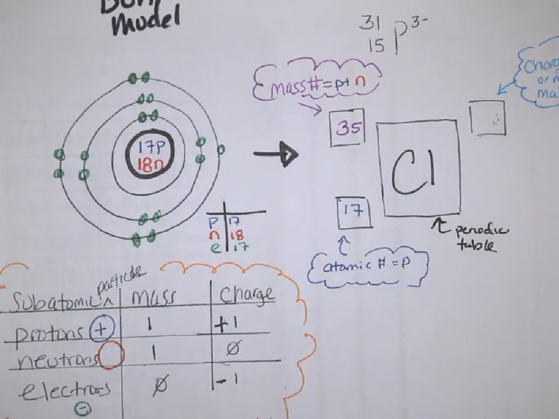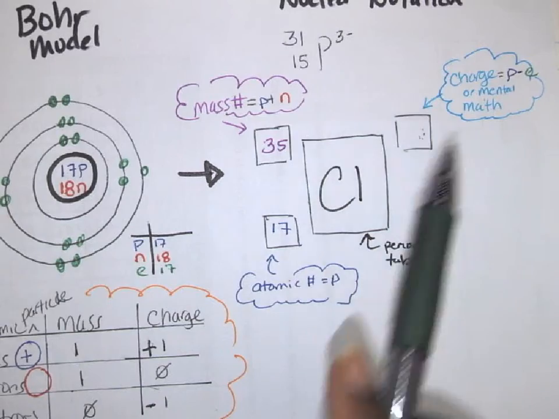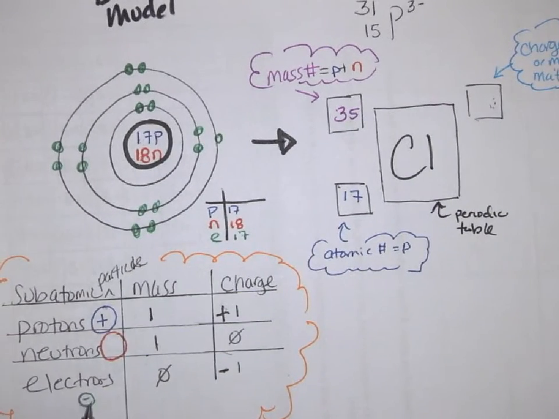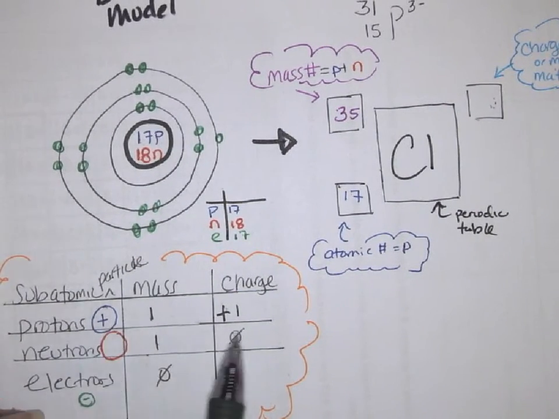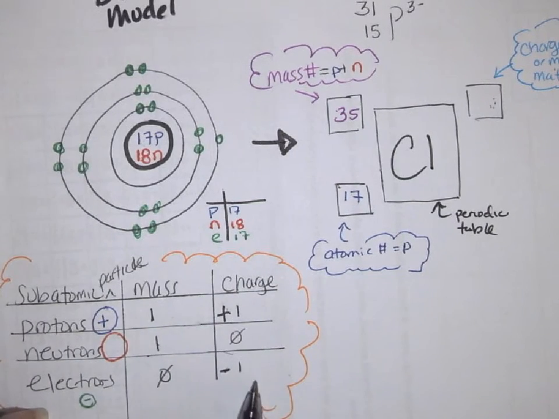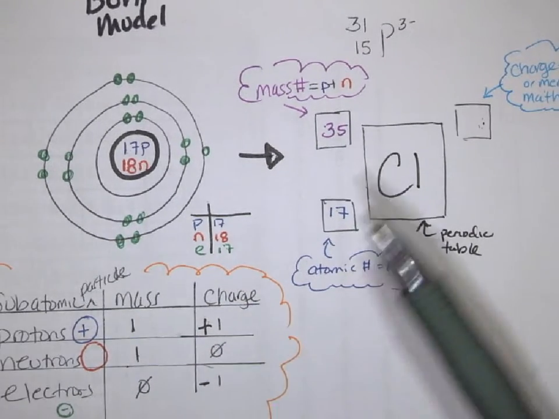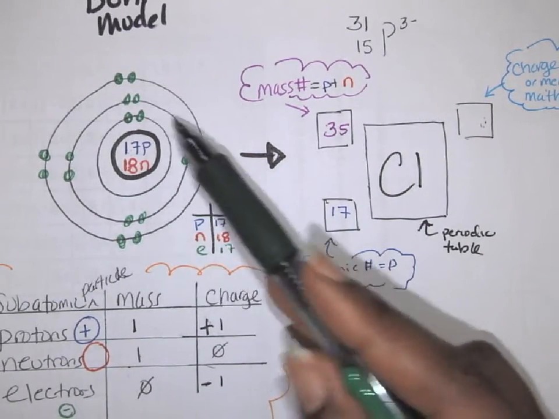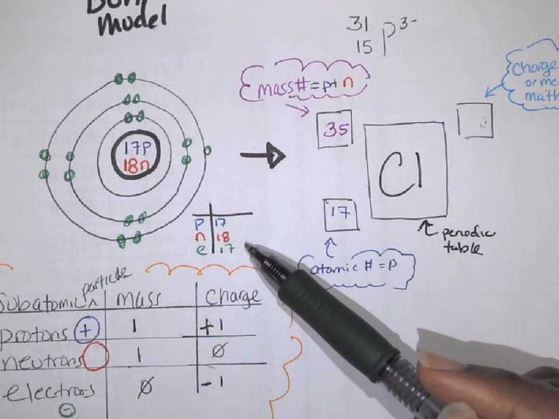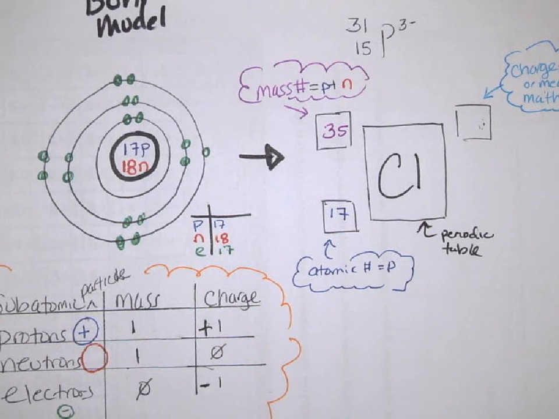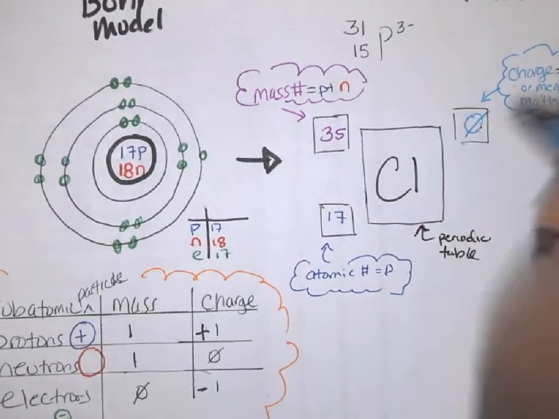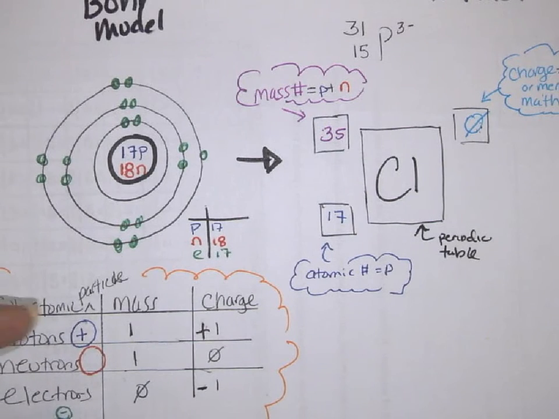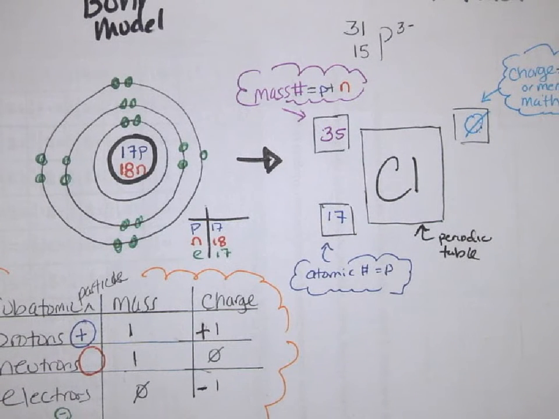Going back to our charge, remember we're trying to find the charge, and to find the charge you need to know the number of protons and electrons, because these are the only two subatomic particles that have a charge. Protons have a positive charge and electrons have a negative charge. If we look at our atom, we have 17 protons and 17 electrons. So what do you think the overall charge is going to be? That's right, the overall charge will be 0 or neutral, because they cancel each other out. If you have a proton and electron together, they cancel each other out, making an overall neutral charge.